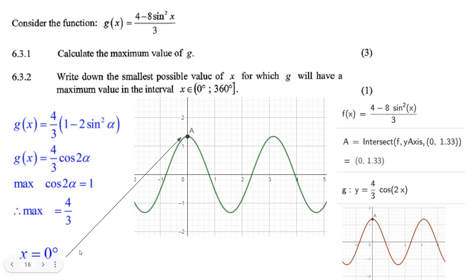Hey, the maximum's going to happen at 0 degrees, right? Write down the smallest possible value where it's going to have a maximum. Well, it could be at 0. It could be at 180 degrees. But it kind of looks like, to me, the smallest possible value would be 0 degrees. And I think that's the answer.